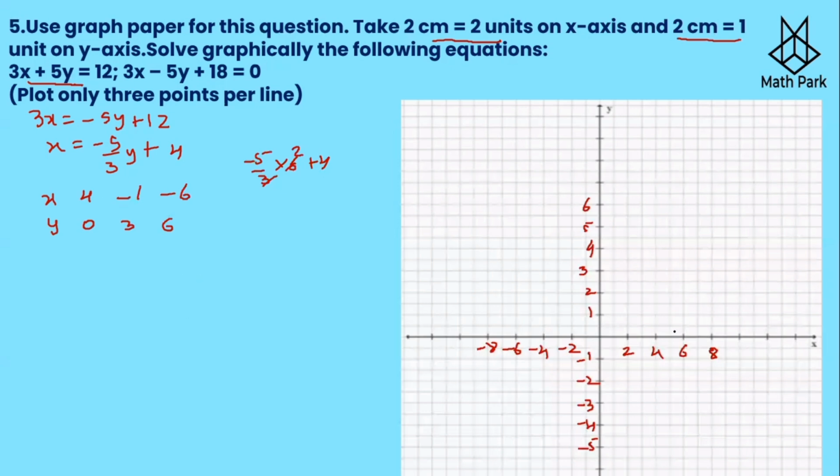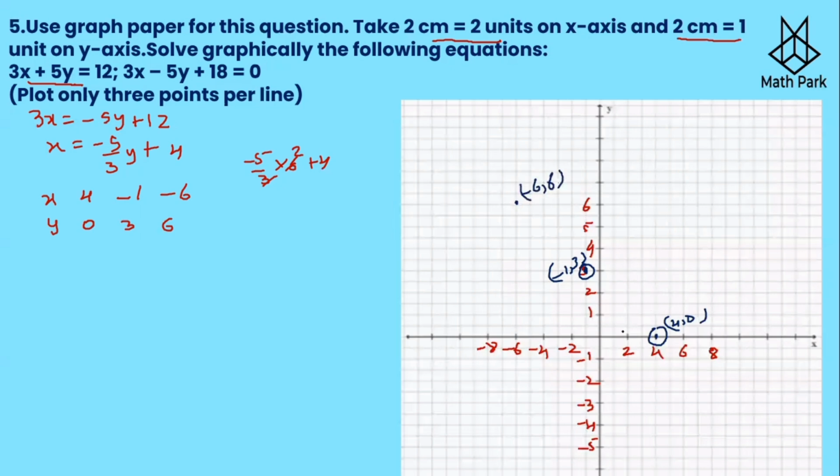So you have 4 comma 0. So x is 4 and y is 0. 4 comma 0, this is your point. Second is -1, 3. So on x-axis -1, this is -1 here, and on y-axis 3. So this is your -1 comma 3. The next point is -6, plus 6. On x -6, on y plus 6. So -6, plus 6 is this point. This is your -6, plus 6.